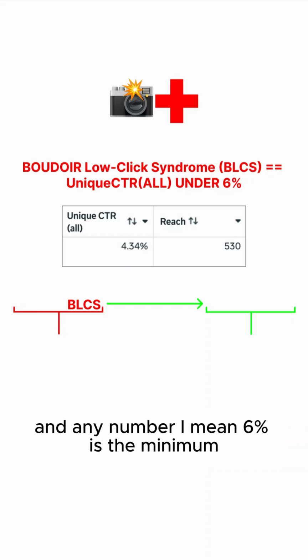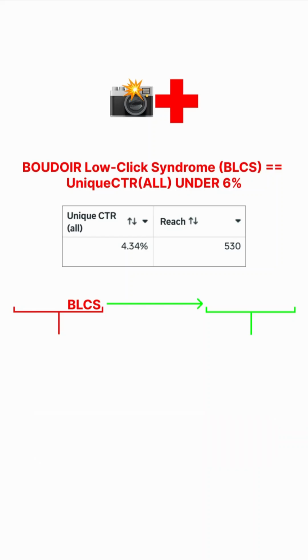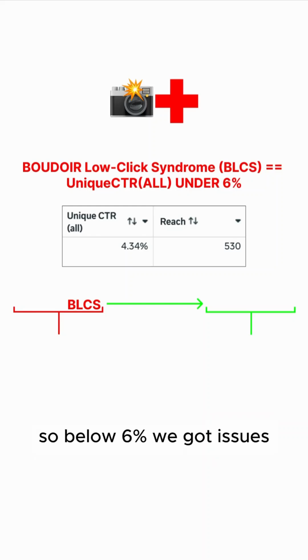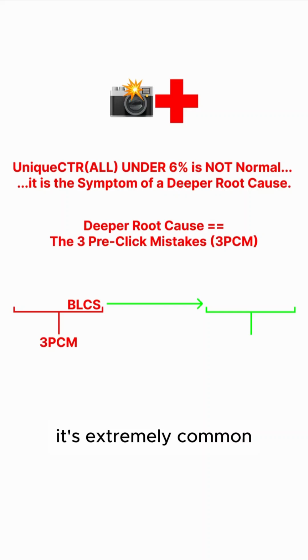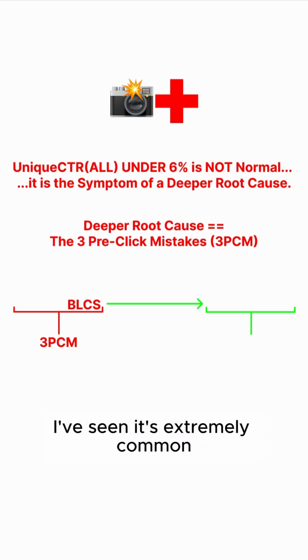And 6% is the minimum. Every Boudoir Facebook ad can be above 6% easy. Even if I put in no effort, I get it above 6%, 100% of the time. So below 6%, we got issues, and that's because unique CTR under 6% is not normal. It's extremely common. It's literally 100% of Boudoir Facebook ads I've seen, but it's not normal.